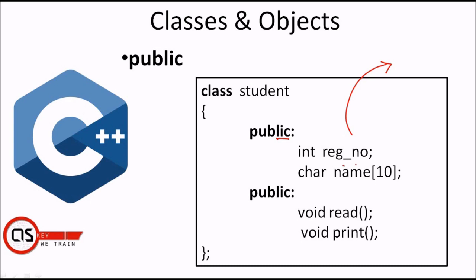That means your register number and the name can also be accessed by the external function. So there is no security given for your register number and name. Anybody can access the register number and name which belongs to the class called student. So the last access specifier that we have is protected. The protected works very similar to your private, but you have a small difference here.